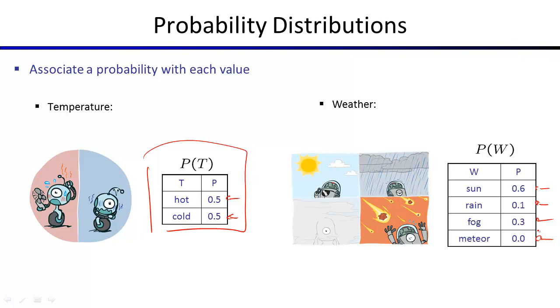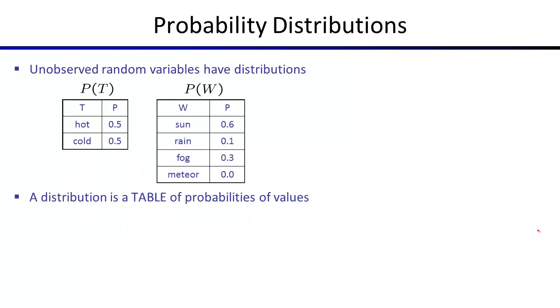All the probability distributions we're going to deal with, you can think of as tables. The first column lists the entries in the domain, and the second column lists the probabilities associated with that entry in the domain. Unobserved random variables have distributions too.